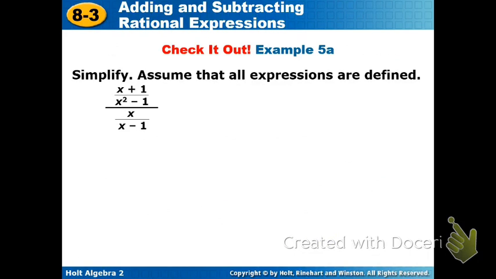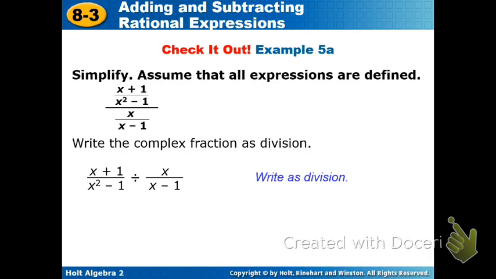Okay, let's try another one. We have x plus 1 over x squared minus 1 divided by x over x minus 1. So again, we're going to consider our fraction bar being our division, so we are going to rewrite. We rewrite that as division. Then you treat this like you would a division problem, and you would take the reciprocal. So rewrite it.